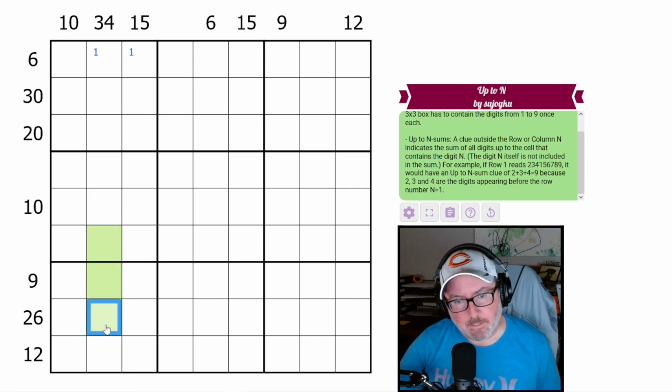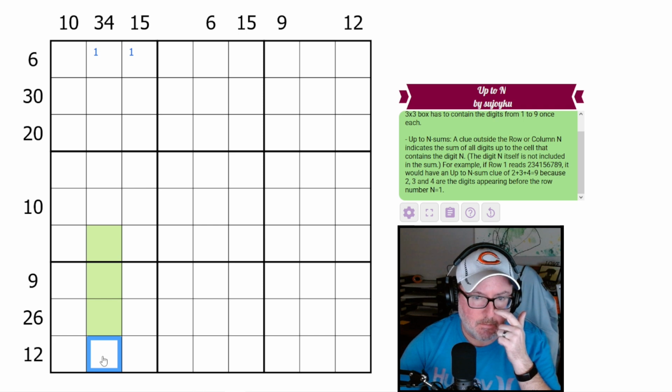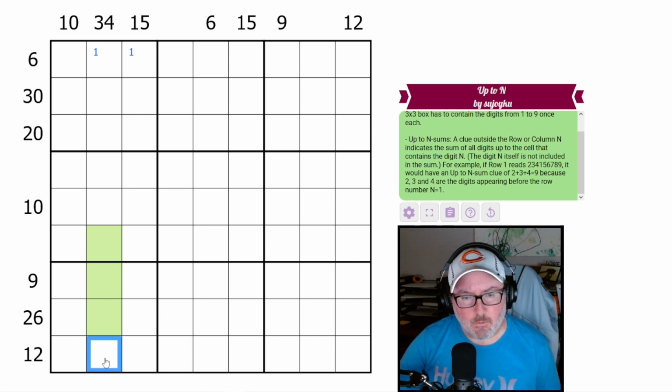Now, is it really possible that this could be a 2 and this could be a 9? Why not, right? No, that won't ever work. Okay, so that won't work because of the 12 clue. Because if we were to put a 9 here, this is row 9. So this would have to be a 12. So this is not green. So the 2 is in one of these 2.